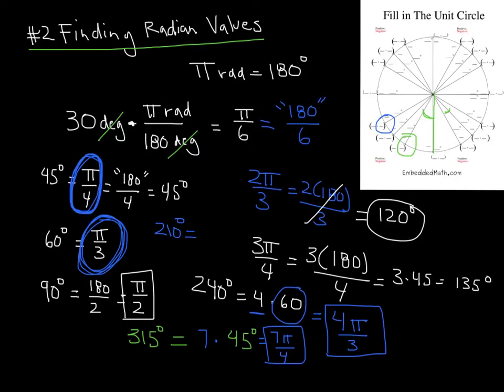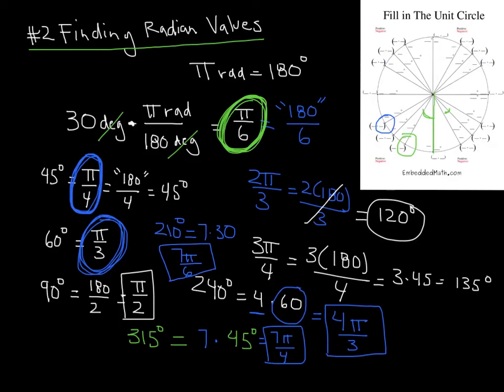7 times. So if we already know that 30 is, and let me circle that up here, pi over 6, okay? We already know that 30 is pi over 6. So what is 210? 210 is going to be 7 times 30, or 7 pi over 6. And that is going to be the radian value, all right?